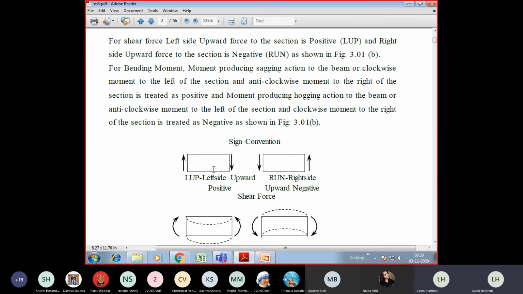Now, while calculating reaction, you have followed one sign convention. Have you followed that sign convention? Yes. What was the sign convention while calculating the reaction which you have followed? Upward force positive, downward force negative, right side positive, that is the positive direction of the x-axis, and a force going in the left direction, the negative direction of the x-axis, as negative. Have you followed this? Yes, ma'am. Right. And while taking the moment, clockwise moment positive, anti-clockwise negative, right?